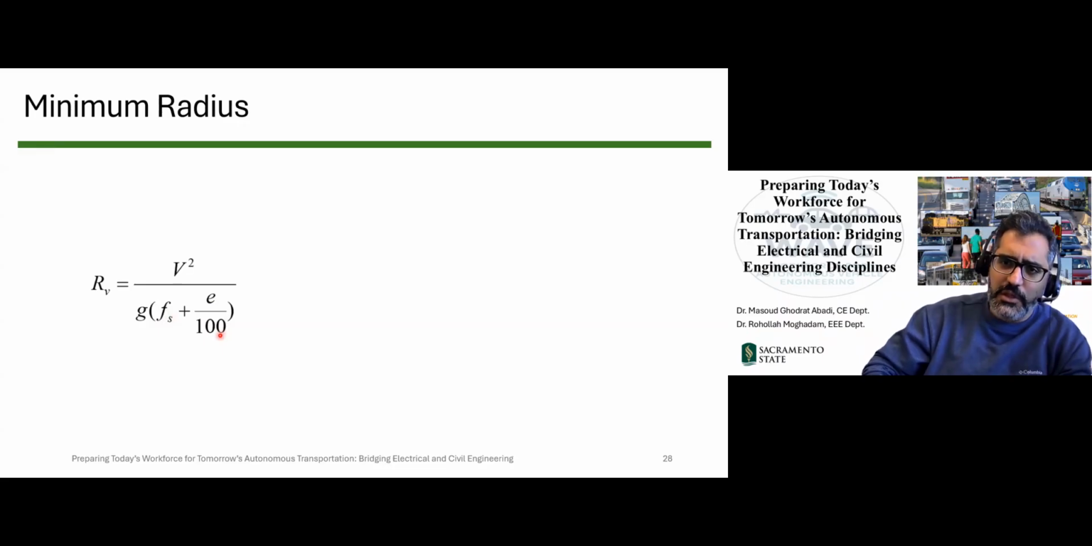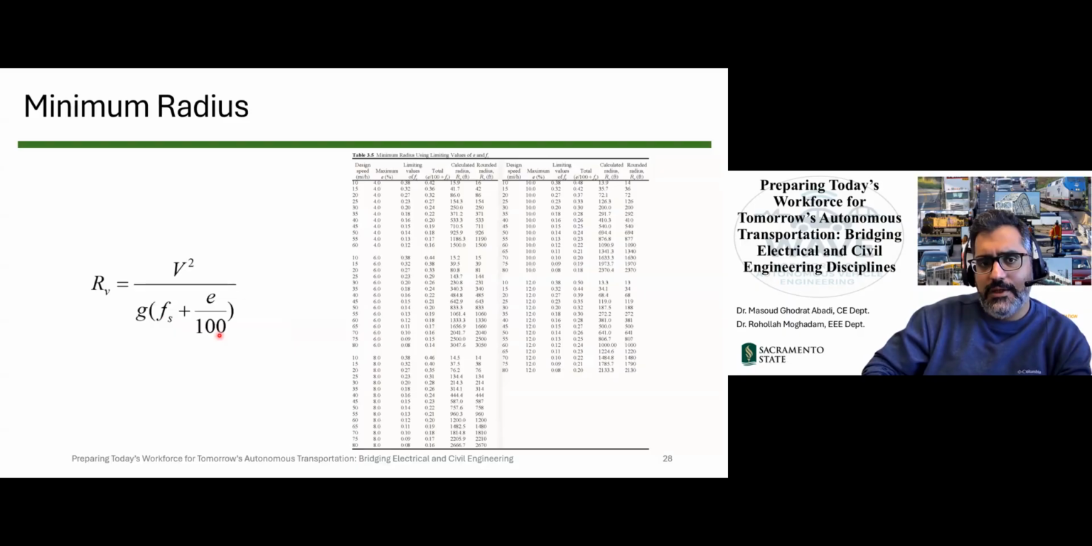So super elevation, typically it's somewhere between 4% to 10%. And you can use this, or AASHTO also has some tables that suggest the minimum radius to be used for different speeds and for different super elevation values. And there's also a limiting value of friction that is a function of the speed. So for the same speed, you see the same limiting values of the friction.